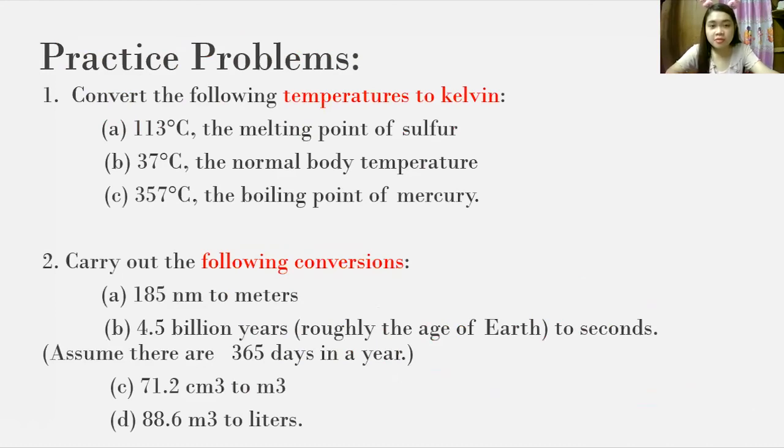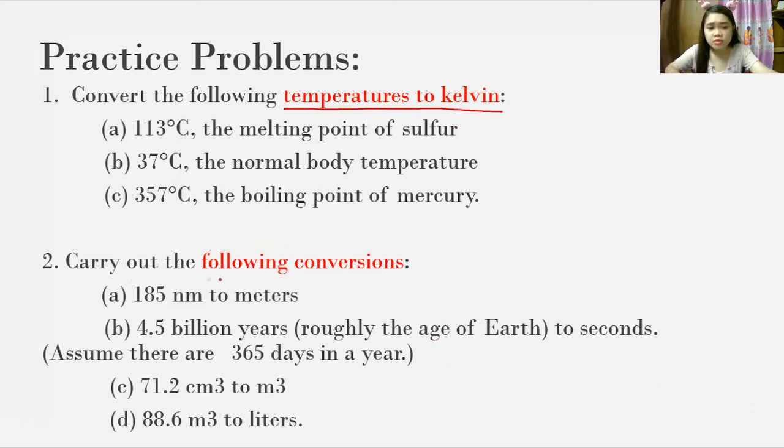So for our practice problems, I'll just leave this to you to work on. So I have 2 problems here. So convert the following temperatures to Kelvin. Here we are given 113 degrees Celsius, which is the melting point of sulfur, 37 degrees Celsius also, which is the normal body temperature, and then 357 degrees Celsius, which is the boiling point of mercury. So just convert these temperatures to Kelvin.